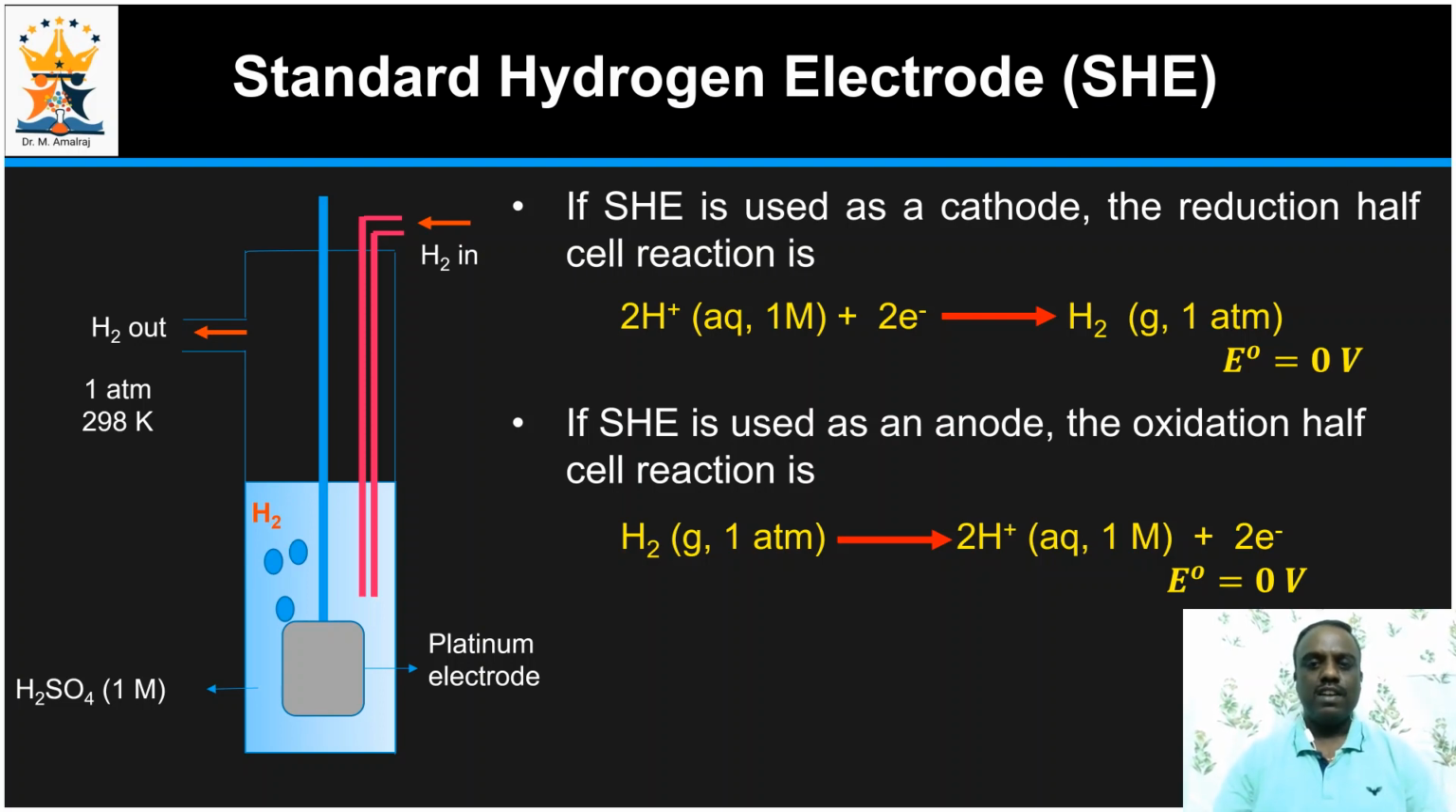Suppose if you want to measure a potential of any electrode, construct a galvanic cell by taking standard hydrogen electrode as anode or cathode and calculate the potential difference using the voltmeter, and the potential of the another electrode can be calculated by taking the potential of standard hydrogen electrode as 0 volt. Let us learn in detail.